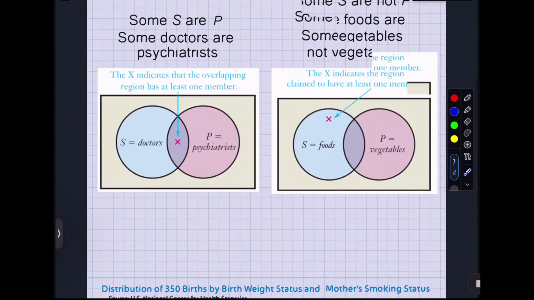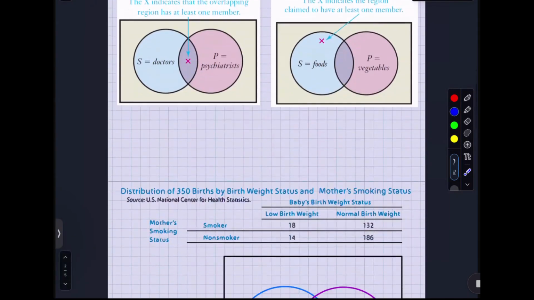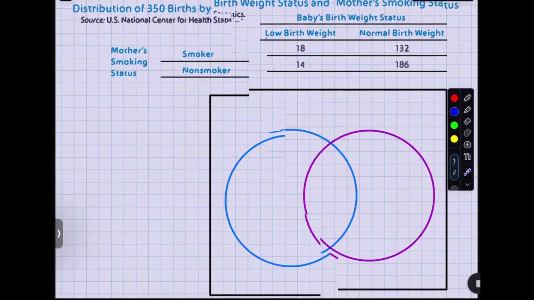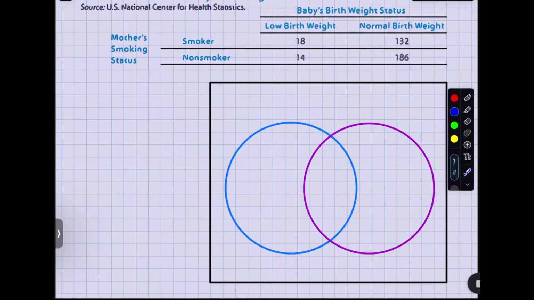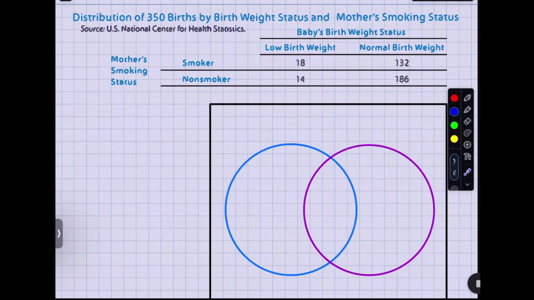Any questions here, guys? Are we okay? Yes? We sure? All right, let's see if we can do this then. So you're given a table: 350 births by birth weight status and mother's smoking status. Tell me where these numbers go.